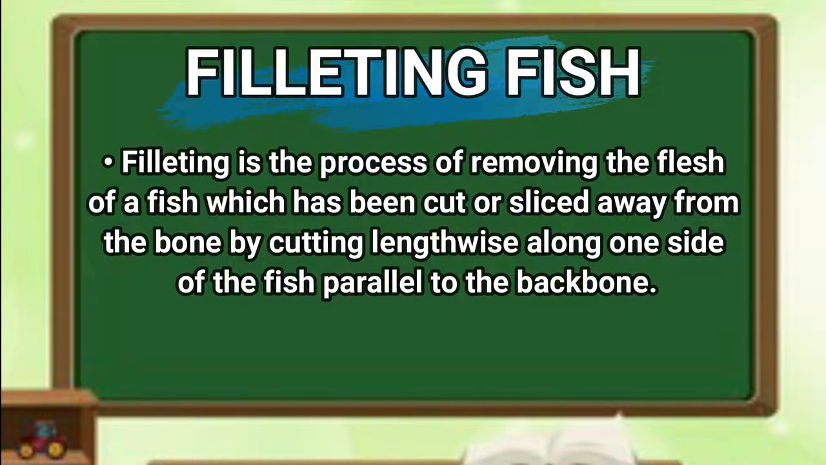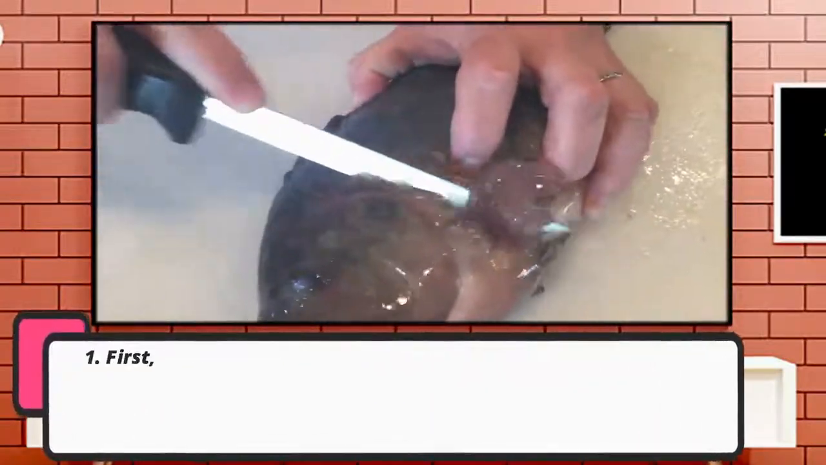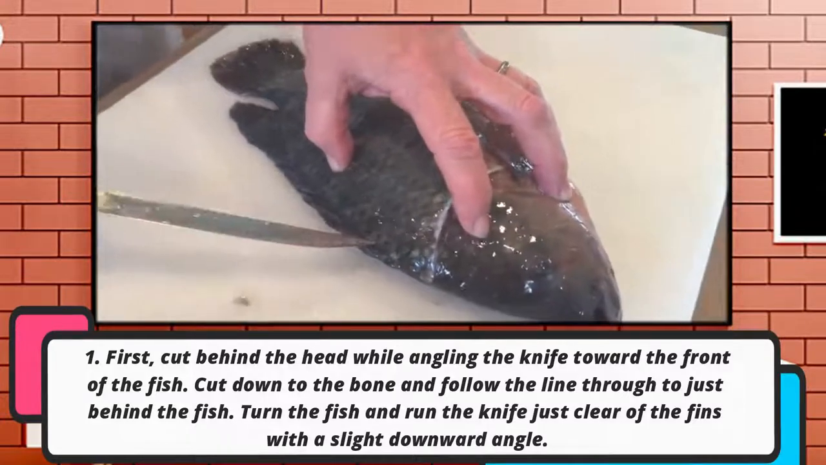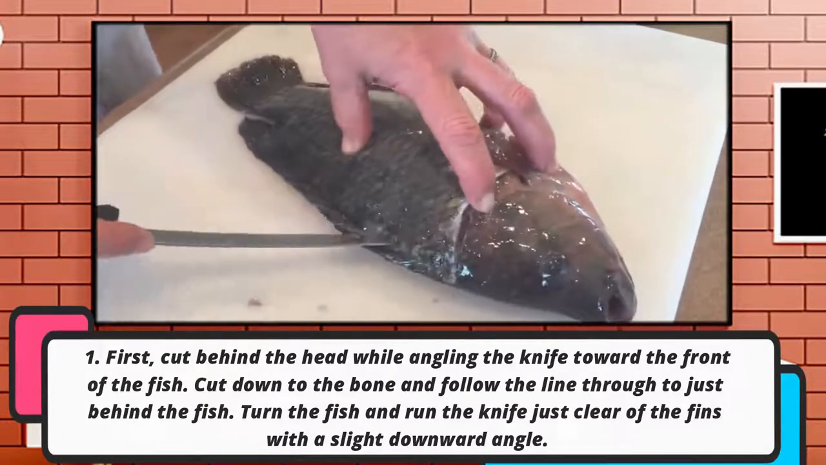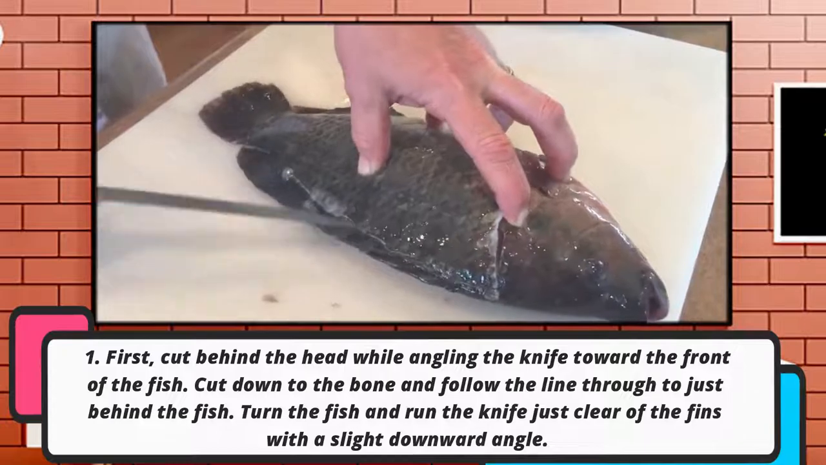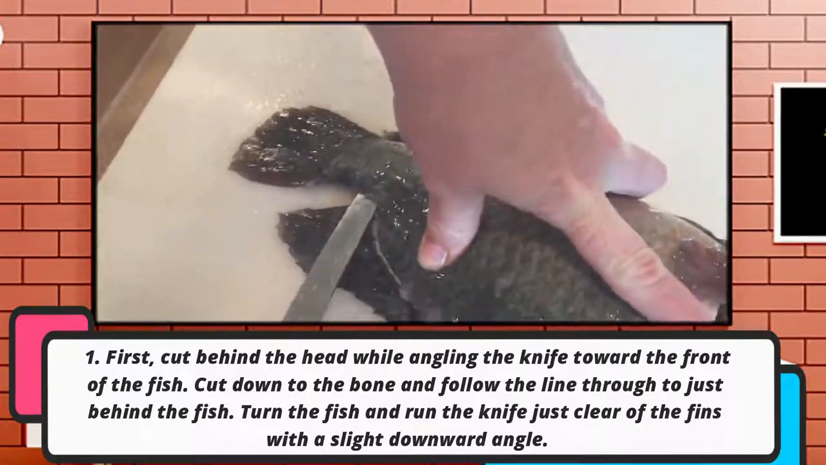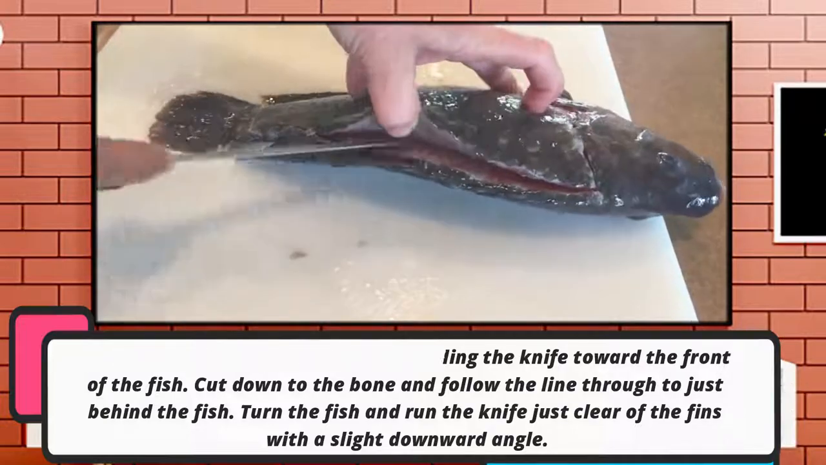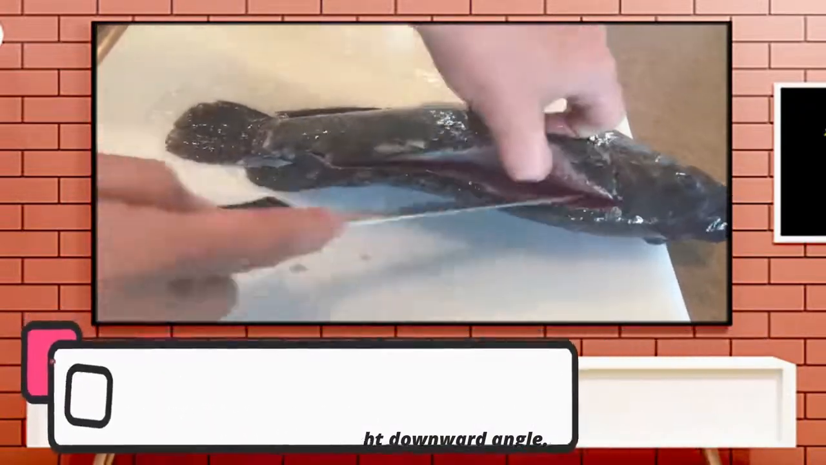Filleting is the process of removing the flesh of a fish, which has been cut or sliced away from the bone by cutting lengthwise along one side of the fish parallel to the backbone. Here are the steps in filleting fish. First, cut behind the head while angling the knife toward the front of the fish. Cut down to the bone and follow the line through to just behind the fish. Turn the fish and run the knife just clear of the fins with a slight downward angle.